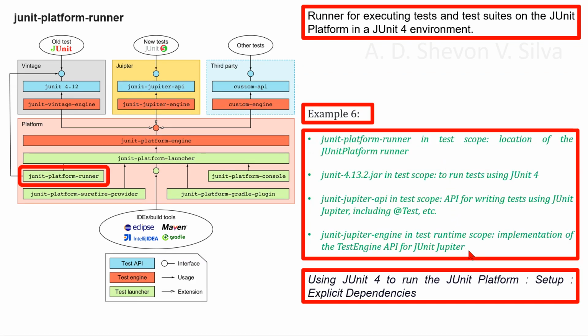Now we are considering explicit dependencies in setup in using JUnit 4 to run the JUnit platform. JUnit platform runner in test scope, location of the JUnit platform runner. JUnit 4.13.2.jar in test scope to run JUnit test using JUnit 4. JUnit Jupiter API in test scope, API for writing test using JUnit Jupiter including @Test etc. JUnit Jupiter engine in test runtime scope, implementation of the test engine API for JUnit Jupiter.